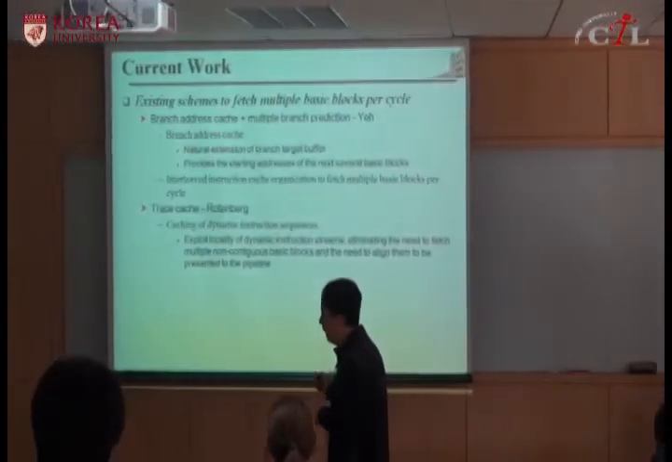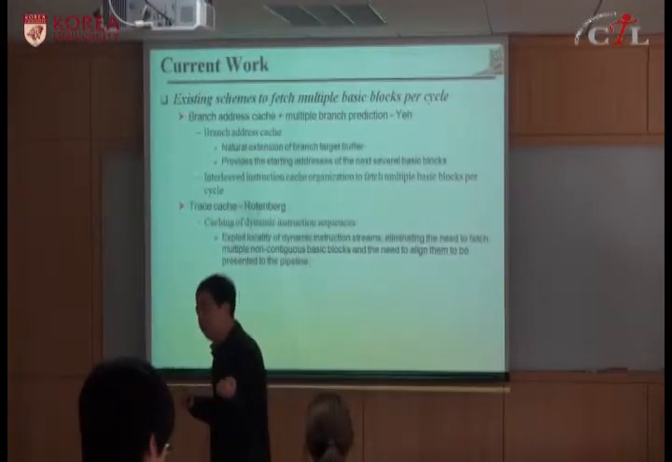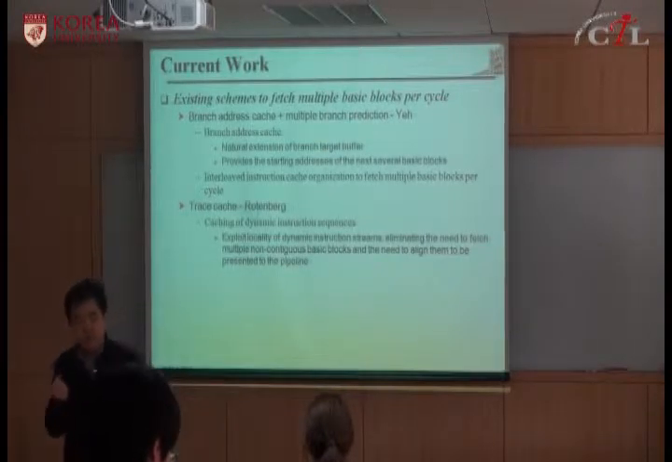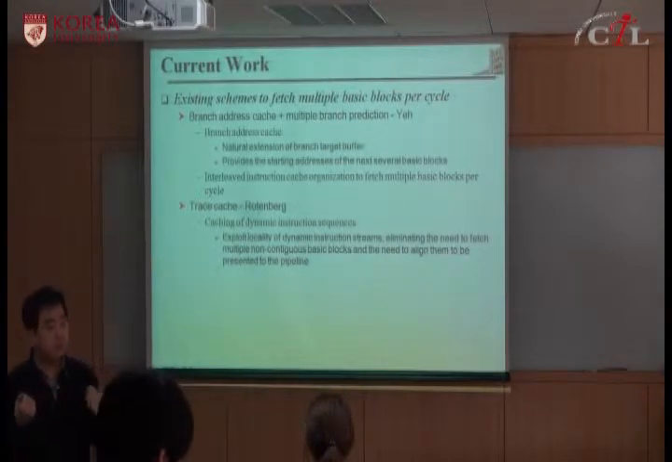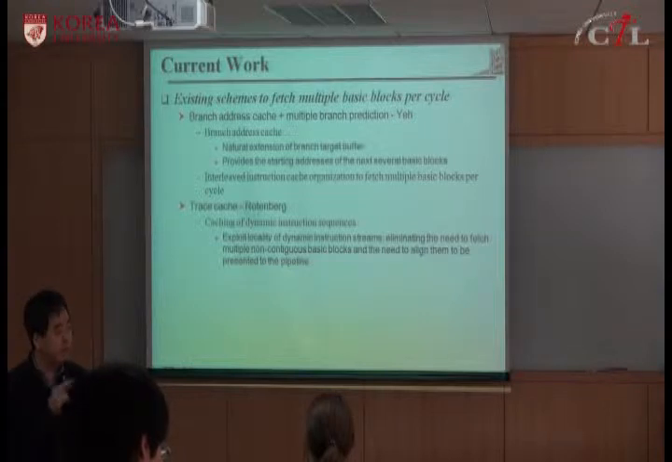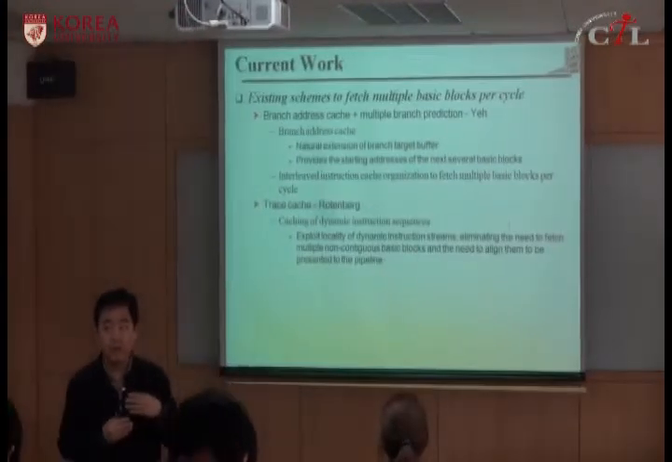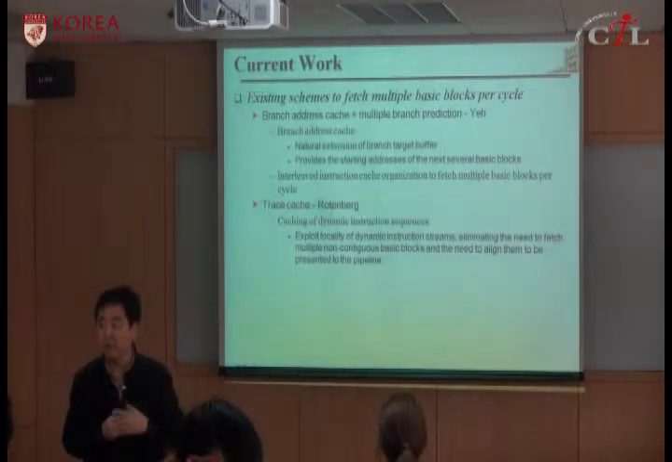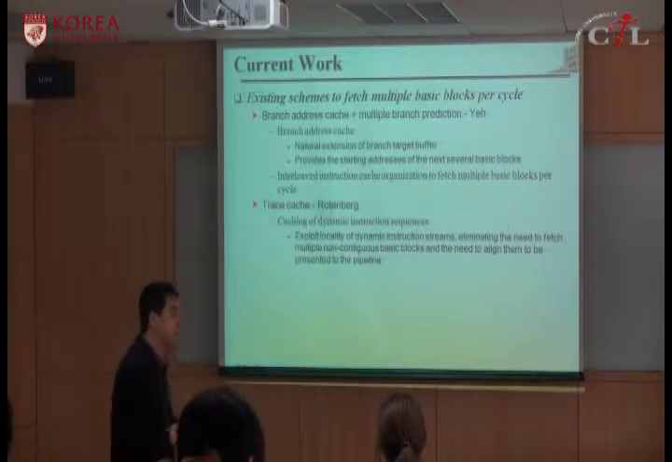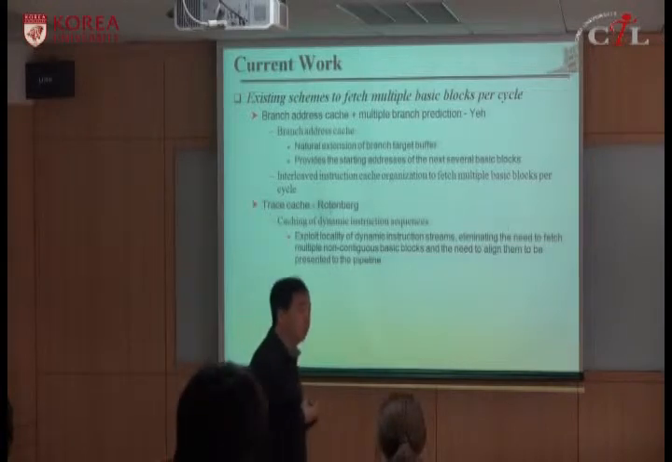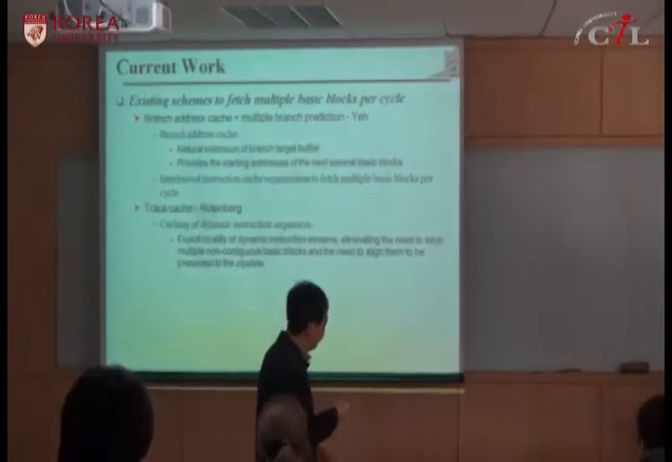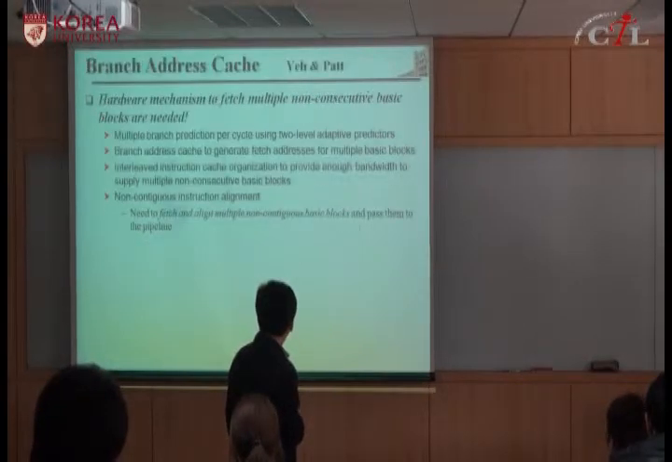If you want to supply multiple non-contiguous basic blocks every cycle, you need multi-way branch prediction, multiple branch prediction. Single branch prediction cannot do that. You need multi-way branch predictors, and you need to supply multiple target addresses every cycle, because you want to fetch multiple non-contiguous basic blocks. Okay, let's look at this organization.